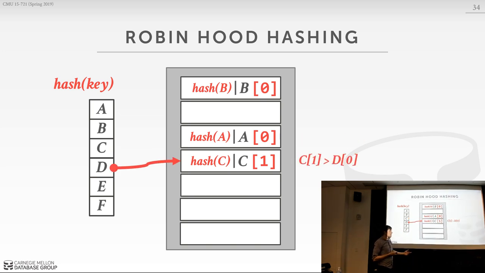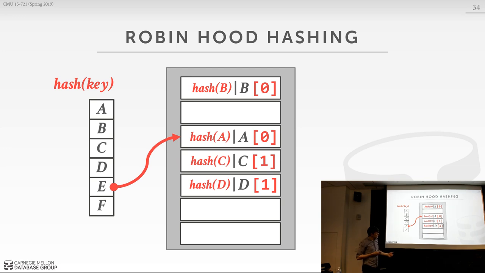Now we insert D, same thing. Well, in this case here, D is zero hops where it should be. C is one, so C is greater than zero. So C is considered poor, more poor than D. So D has to go here, and it's one hop away.